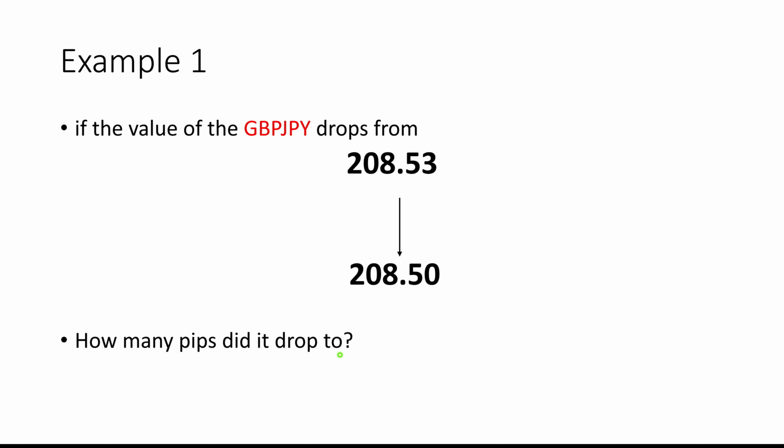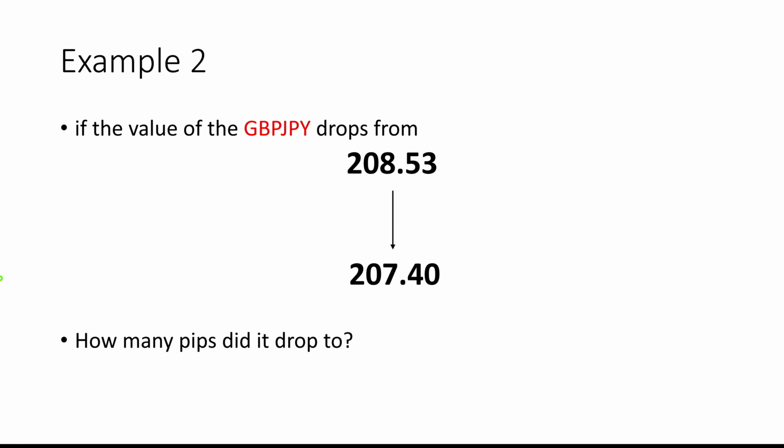What do you have to do? You have to subtract 208.50 from 208.53, and then what will you get? He had 3 pips. I believe that he had the same answer as well, so the correct answer is 3 pips. Let's look at the next example. I believe that you are getting it.